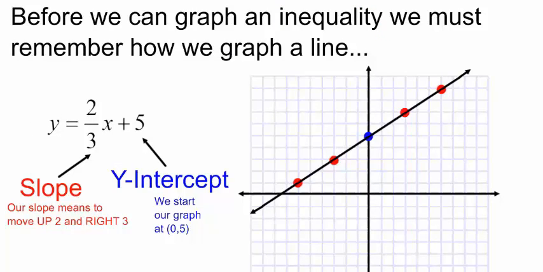So the first thing, obviously, in black means we just have to pay attention and refresh our memory. Before we can graph inequalities, we must remember how we graph lines. So if we have the equation y equals 2/3x plus 5, we know that we have a slope of 2/3, because slope comes in front of x, meaning it is up 2 and right 3. And our y-intercept, we start at the point (0, 5). So if you look at the graph on the right, if you go up 5 units, that's where our y-intercept is, and from there you would move up 2 and right 3 and follow that pattern to get more points on your line.